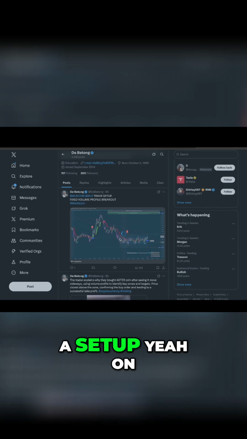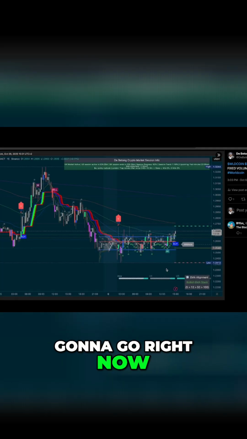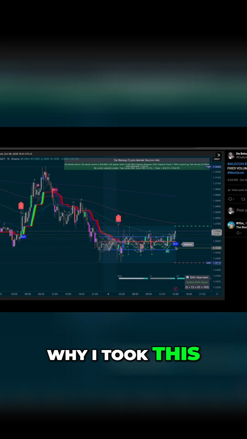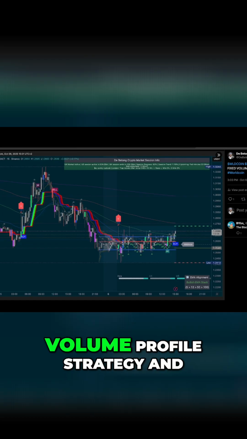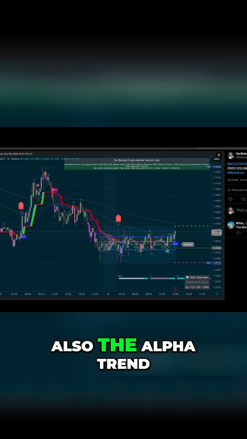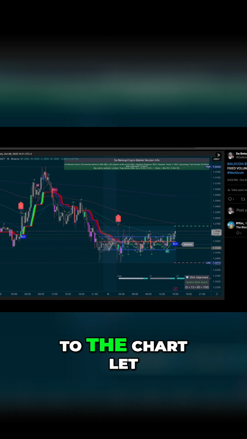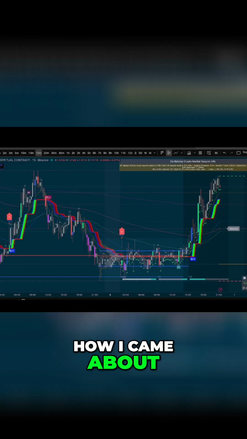This was a setup here on X. This is how it looks. I'm going to go right now and show you guys why I took this trade. This trade is based on the fixed volume profile strategy and also the Alpha Trend. Now, this was the setup. Okay, let's go to the chart. Let me show you guys how I came about this setup.